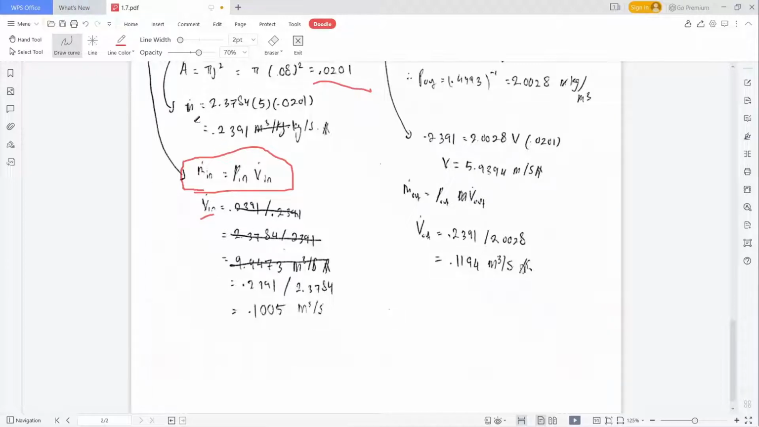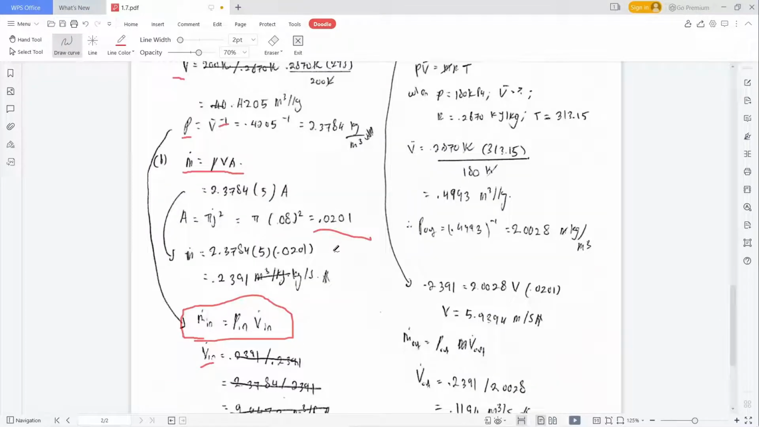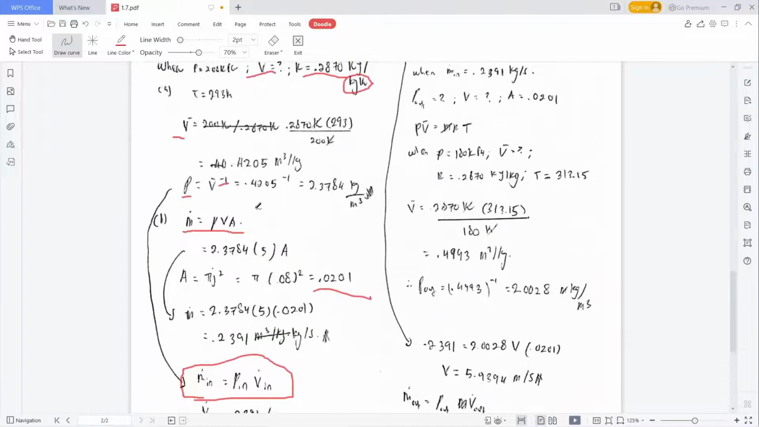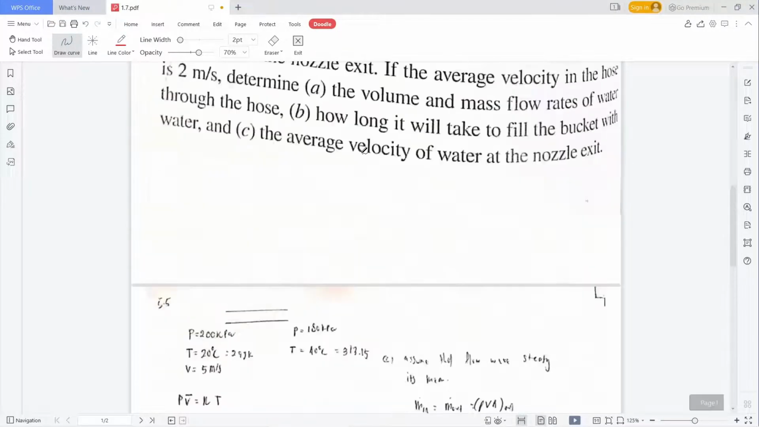Now we can finally find out the volume flow rate. We know that the mass flow rate is 0.2391. We divide it by the density, which is 2.3784. We get approximately 2.1005 meter cube per second. So that is the answer for question number 1.